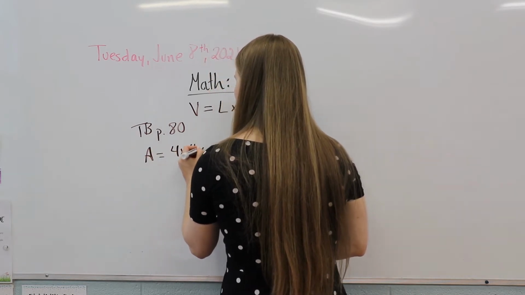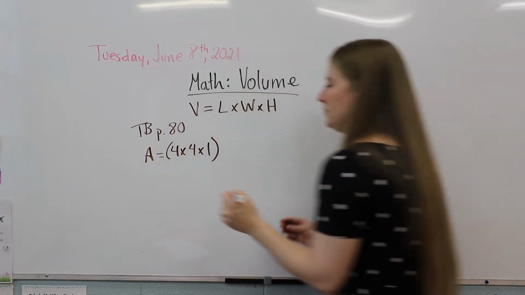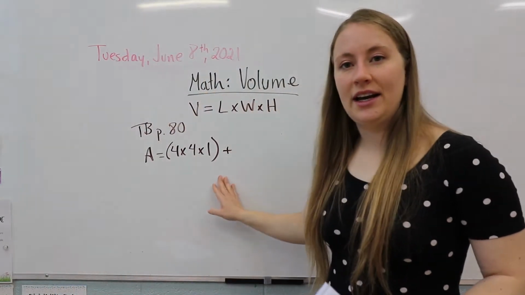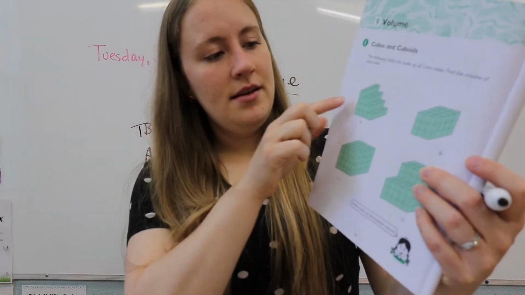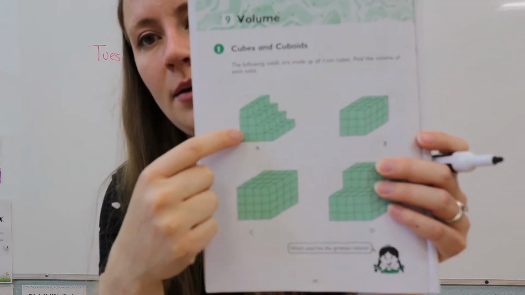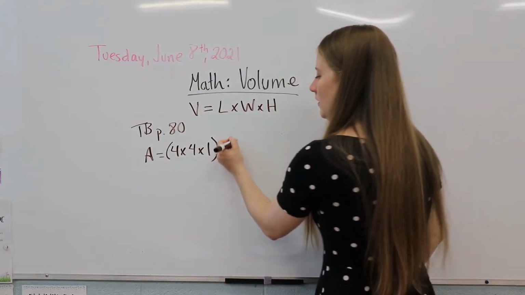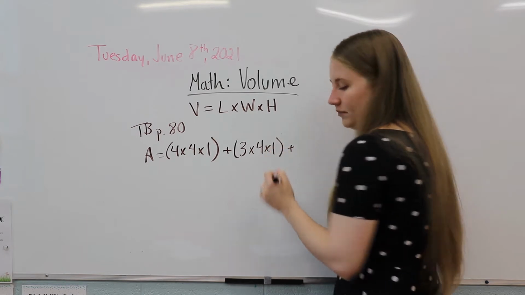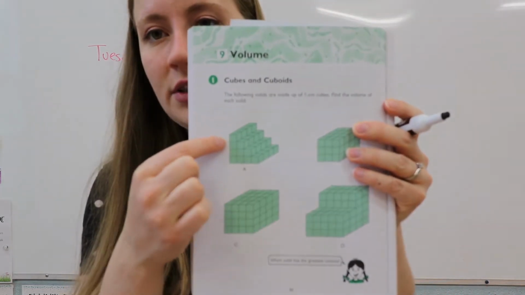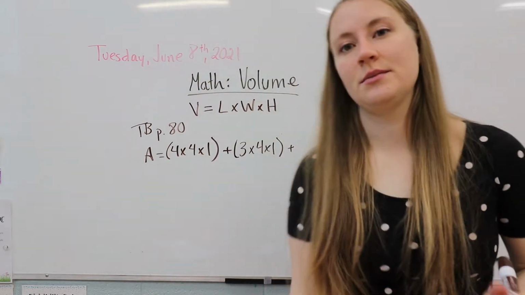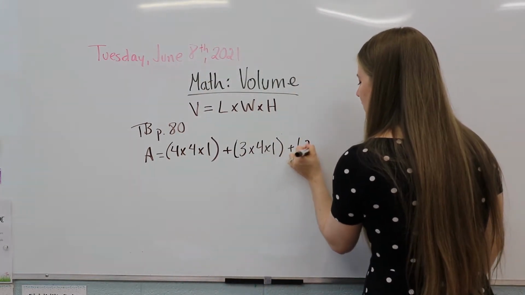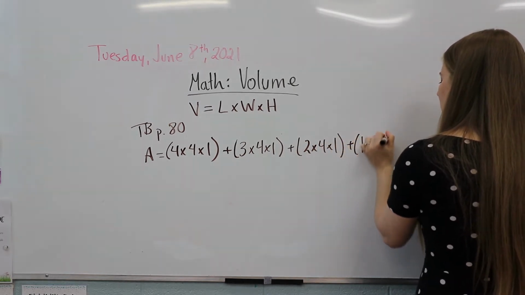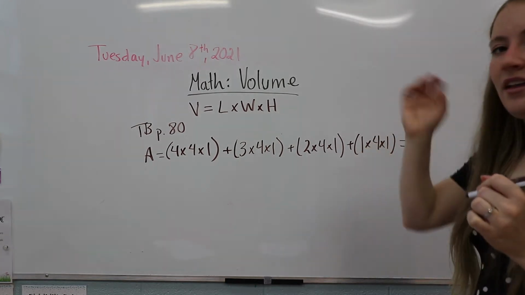Okay. And then we're going to add the next level. And remember, BEDMAS, if I put it in the brackets, it has to be first. Okay, so the next level is 3 by 4, also by 1. Okay, so 3 times 4 times 1. And then the next level, we have 2 times 4 times 1, and then 1 times 4 times 1. Okay? So let's do the math for what's in the brackets first.